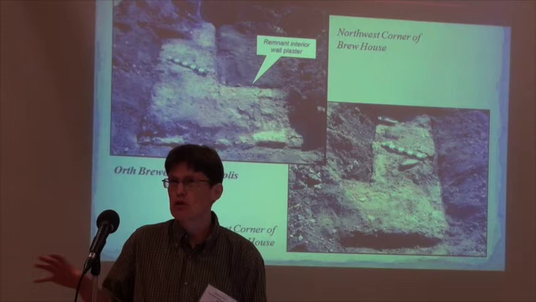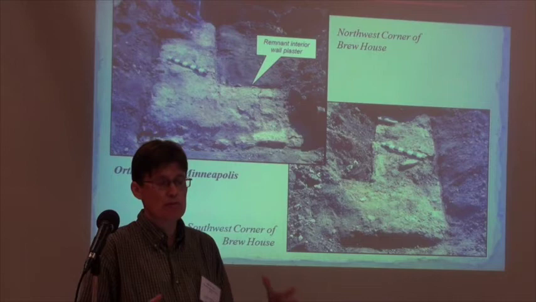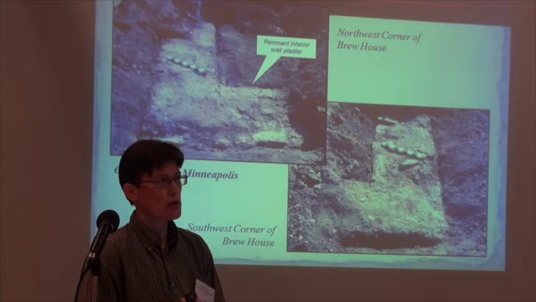So this is the Orth Brewery site in Minneapolis. We went out, we found the corners of the brewery, then we could match that up with historic maps and go from there. But in the process, we also find these little bits that inform our understanding of the structure itself. For example, I have a little note there that there was some remnant interior wall plaster on one of the walls. So we start to learn about how the buildings were finished on the interior.